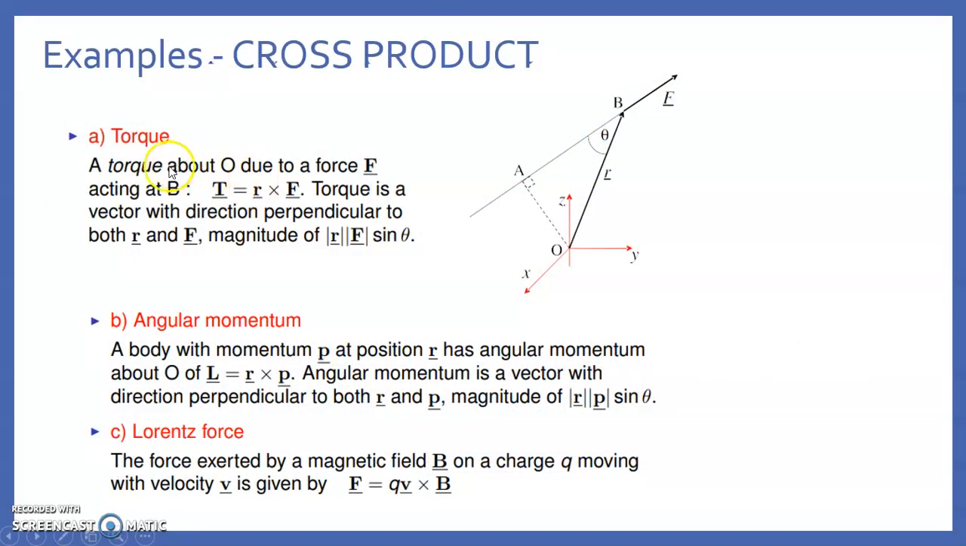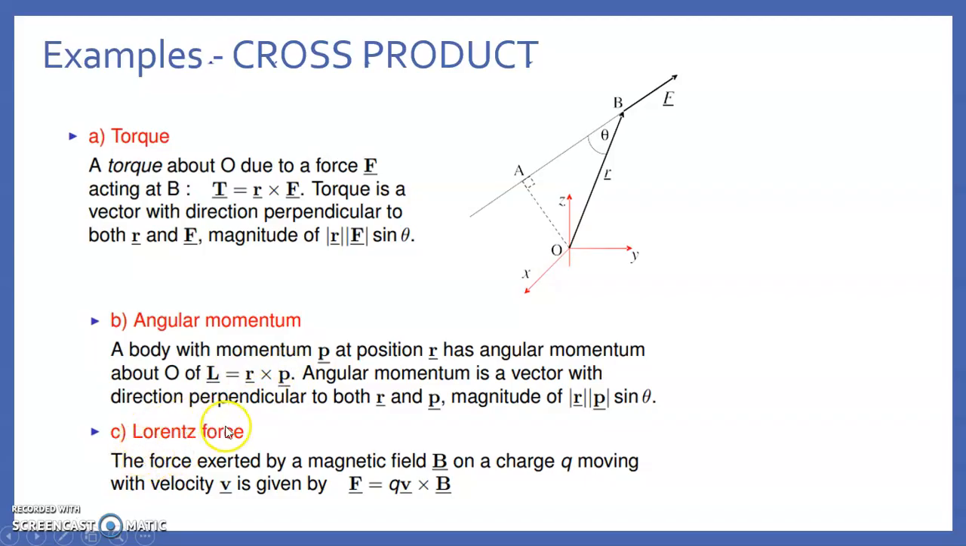Some examples for this are torque, angular momentum, and Lorentz force. The torque is given by R cross F, and the torque vector is perpendicular to both the R vector and the force. F is the force, R is the radial distance. So torque will be given by RF sin theta. Angular momentum will be given by R cross P, where P is called momentum and R is the position at which we are calculating the angular momentum. The net value will be RP sin theta. So this angular momentum will be at 90 degrees to both R and P.